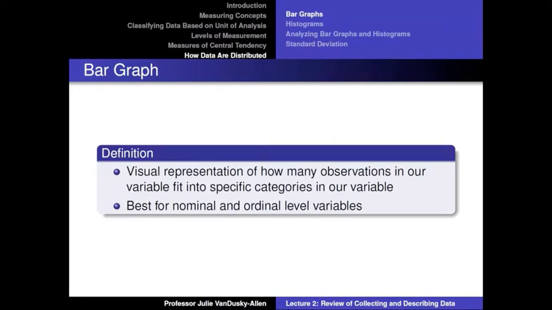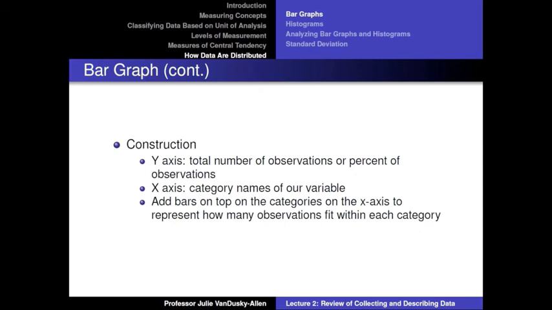A bar graph is a visual representation of how many observations in our variable fit into specific categories in our variable. As such, it is best used for nominal and ordinal level variables. To illustrate how many observations fit into each category, we use bars, hence why it's called a bar graph. When you construct a bar graph, you place the total number of observations or percent of observations on the y-axis and the category names on the x-axis. Then you add bars on top of the categories on the x-axis to represent how many observations fit into each category.